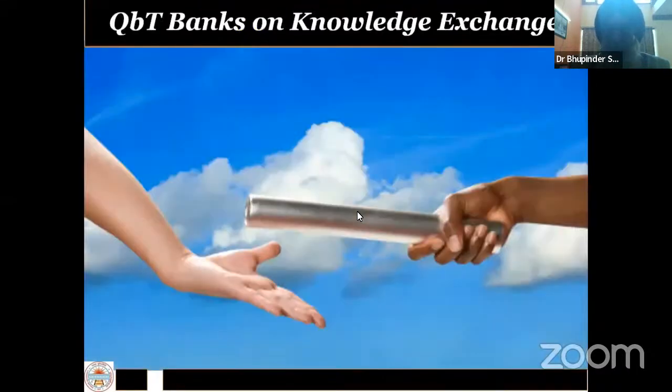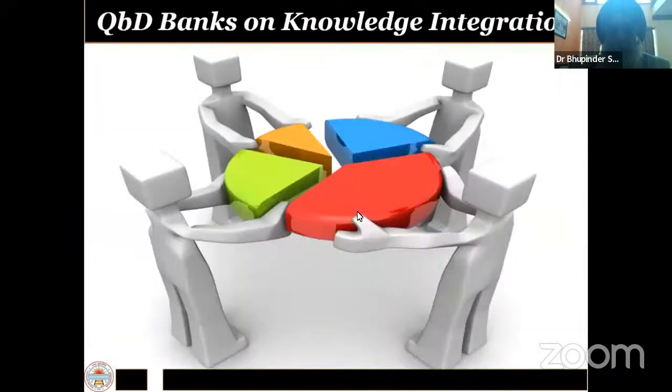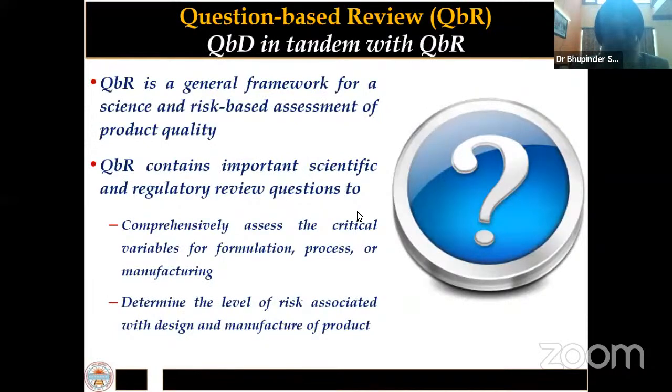QbT banks upon knowledge transfer, while QbD banks upon knowledge interchange, knowledge integration across the disciplines, across the scientists, across the companies. So that's how QbD has taken science out of the ivory towers. All the scientists brainstorm while sitting across the table, next to each other.